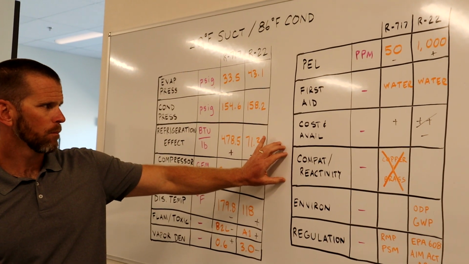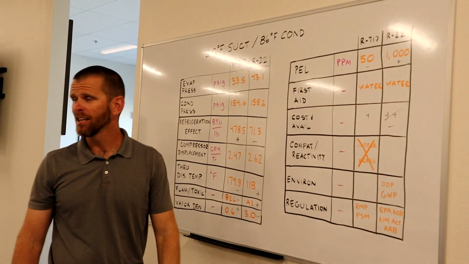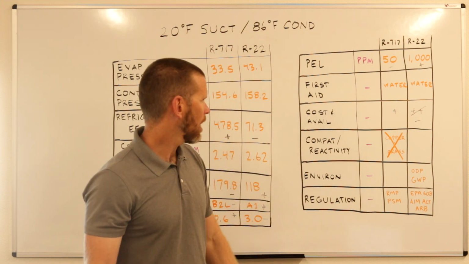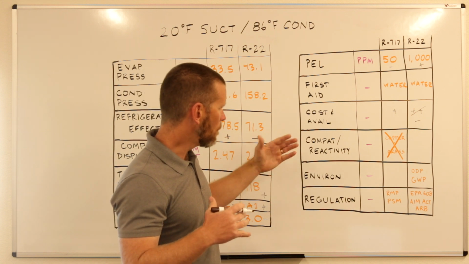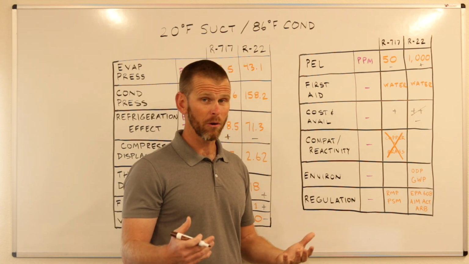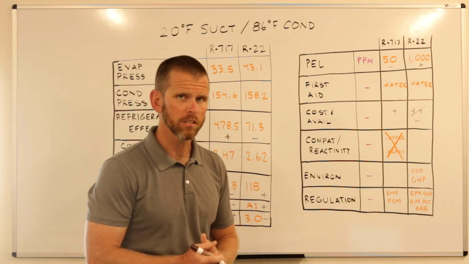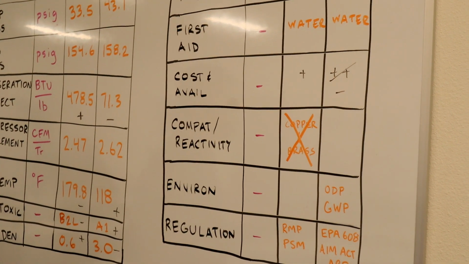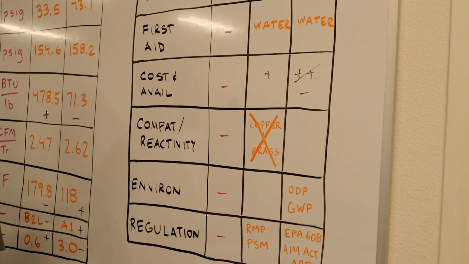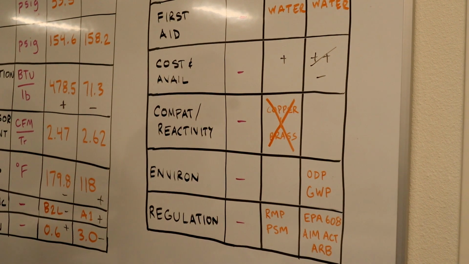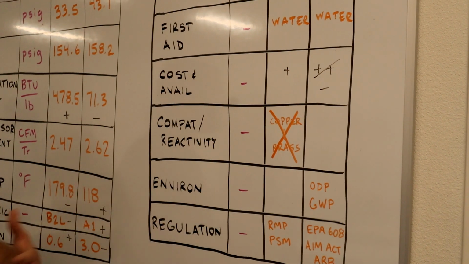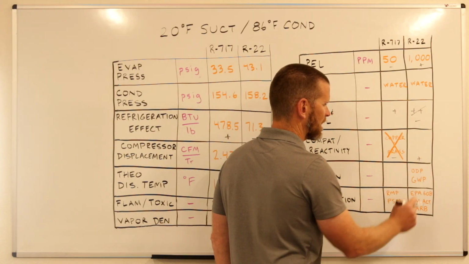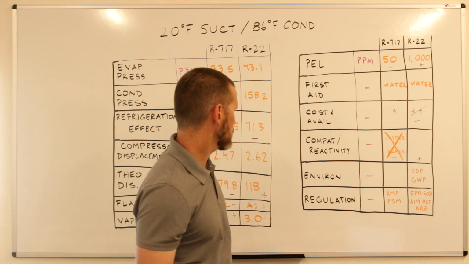All right, next one is compatibility and reactivity. Neither chemical, or neither refrigerant, is considered reactive per se. However, the ammonia is incompatible with certain materials that would be commonly used in other types of refrigeration systems that use halocarbons, namely copper and brass. Copper is an excellent heat transfer metal used in a lot of heat exchangers and piping, but because of its incompatibility with ammonia, copper and its alloys like brass can't be used. That's a negative for ammonia, whereas the halocarbons have more choices available to them in material selection.